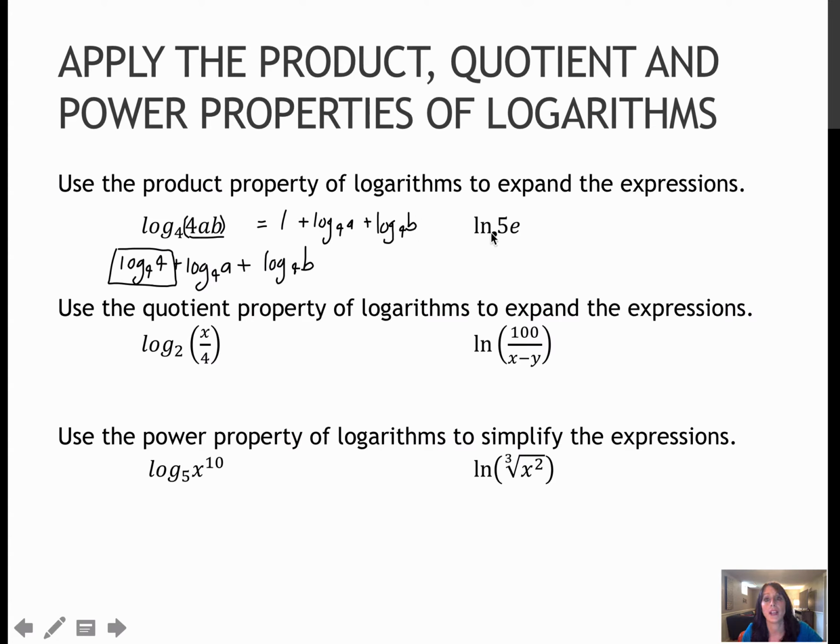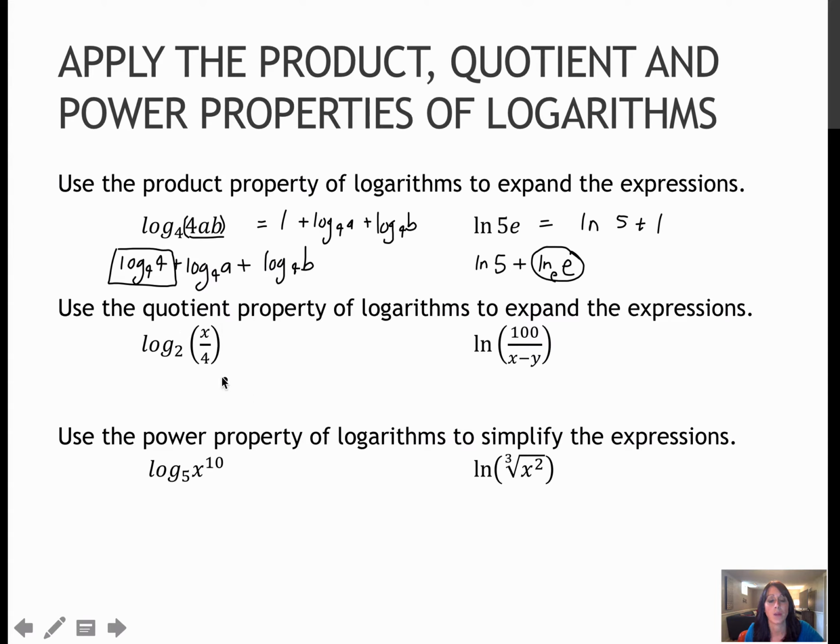Same thing will happen here. This is a natural log, but it doesn't change anything. We're still using the same property. So this would be the natural log of 5 plus the natural log of e. Of course, we know the natural log of e is 1 because this is like a base of e. So e to what power is e? That gives me the natural log of 5 plus 1.